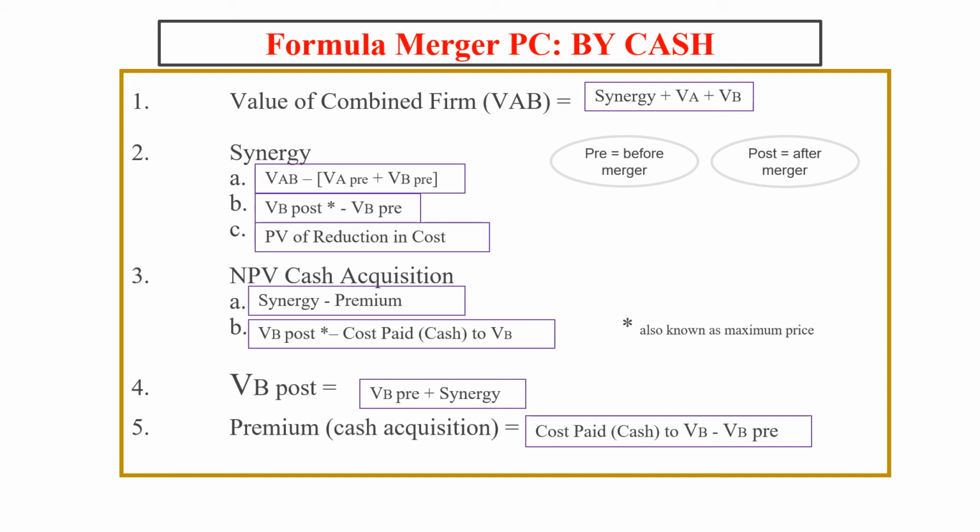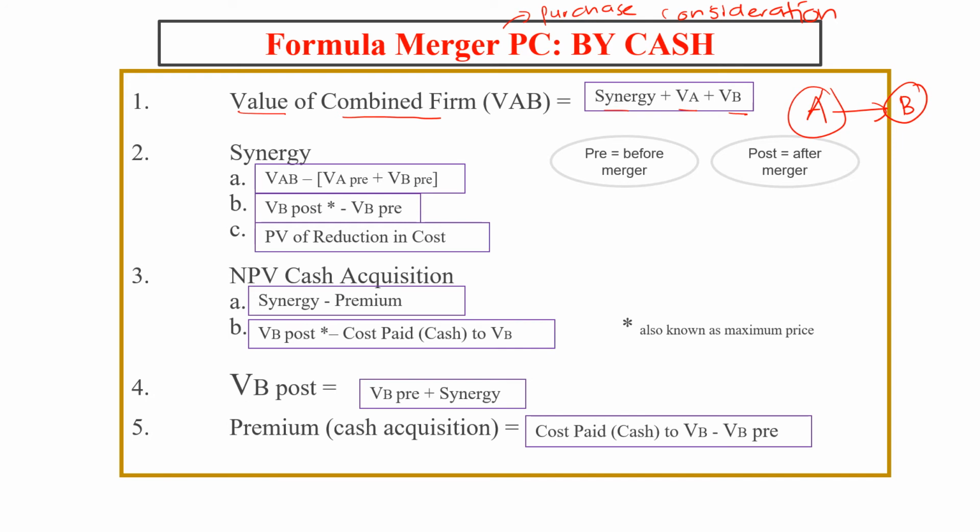Okay, so this is the formula on the merger. PC stands for purchase consideration. Okay, so it means that when company A wants to acquire company B tapi by cash, kita kena kira the value of the combined firm sebab sekarang when there is a merger kita kena kira the value. So synergy plus VA plus VB. Okay, so synergy. Macam mana kita nak kira synergy?